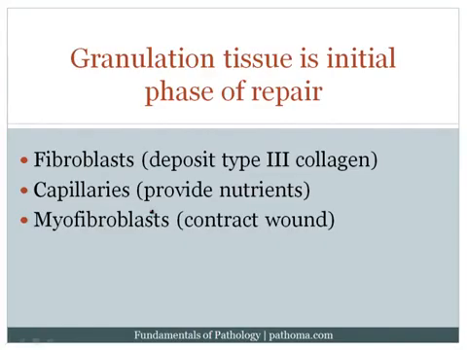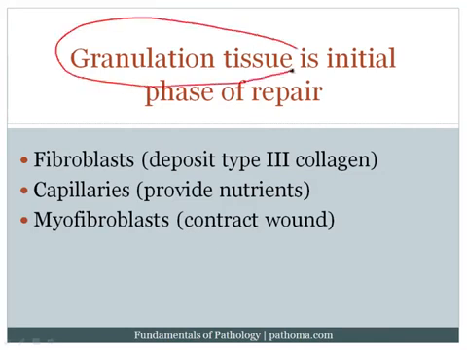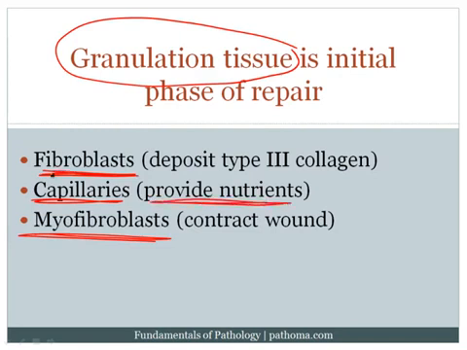Now, when repair is occurring, repair means what? It refers to the replacement of the tissue with scar. The initial phase of repair will be called granulation tissue. That's the very initial phase of repair. And what does granulation tissue consist of? There are three major components of granulation tissue: fibroblasts, capillaries, and myofibroblasts. Now, what do the capillaries do? They provide nutrients. What do the fibroblasts do? They deposit type 3 collagen. And what do the myofibroblasts do? They contract the wound down.